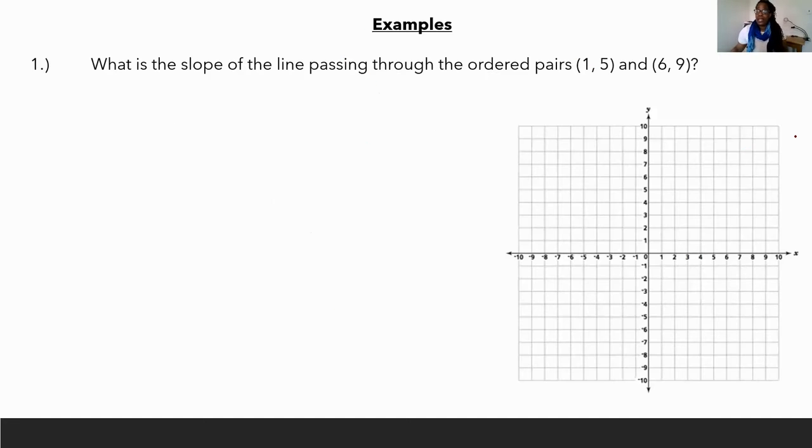So let's get with some examples. It says, what is the slope of the line passing through ordered pairs (1, 5) and (6, 9)? We can do this one of two ways. We could do it graphically. I've got a graph right here, might as well use it. So (1, 5), here's 1, I'm going up 5, and I'm going to plot my point. (6, 9), here's 6, going up to 9, I'm going to plot that point. And then I can basically draw my line as best as I can.